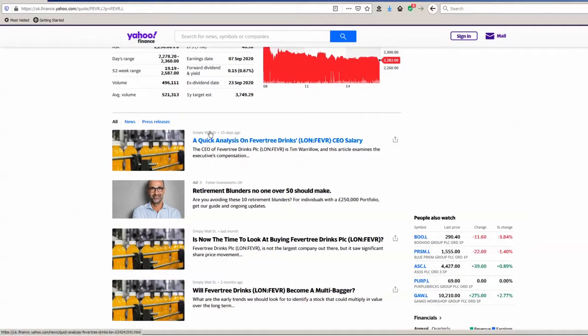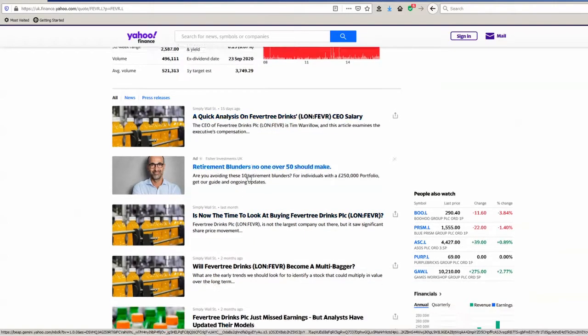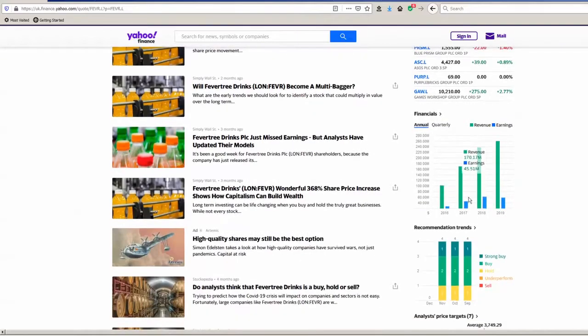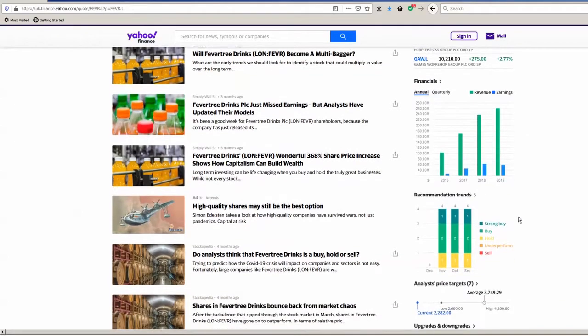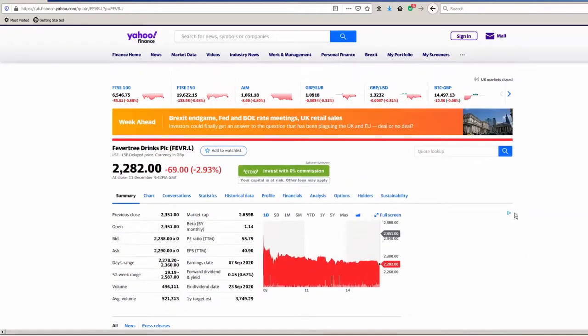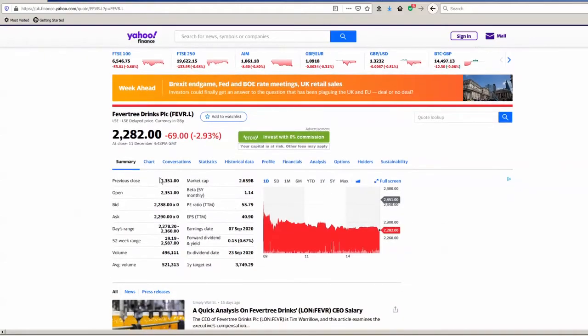With Fevertree, you can see first of all, you've got some news down here. So that's quite a nice thing. And you've got some financial graphs there and broker recommendations. Now, I don't take action on broker recommendations. It's just interesting to see, because if everyone's saying sell, then perhaps they know something that I don't. So I just have a look into that. But then you've got this overall view here. But the most interesting page for you, first of all, is the chart.